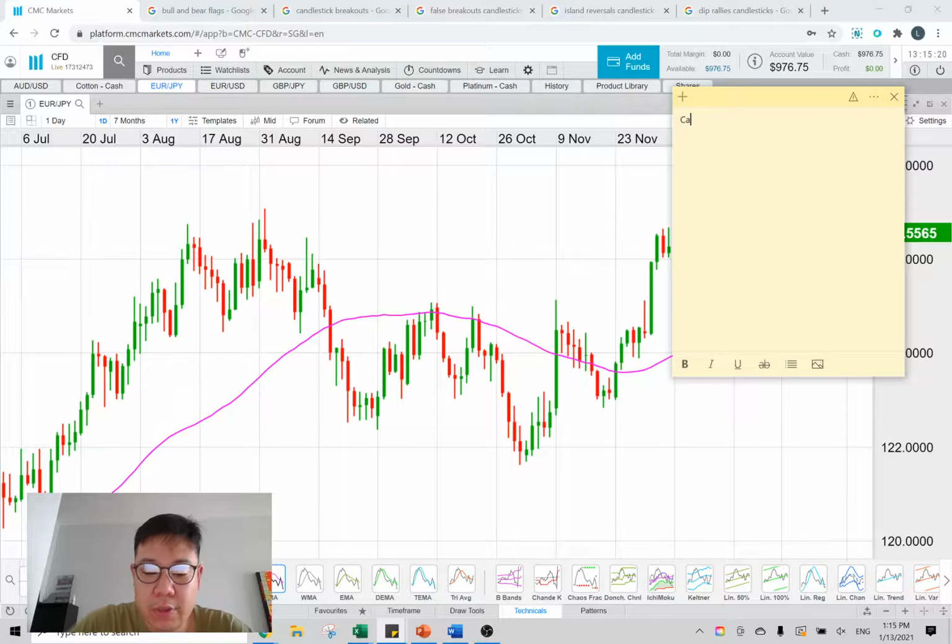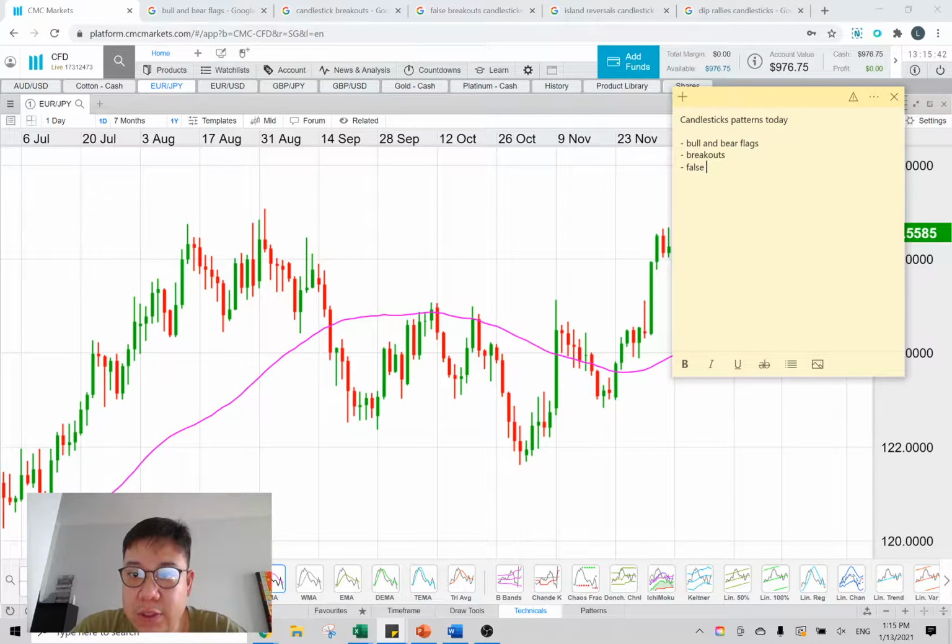so we talk about candlestick patterns today. There are a few patterns that I will run through, those that I think are very helpful. So there are bull and bear flags. I'll run through each and every one of them. Talk about breakouts. All these are candlestick patterns.